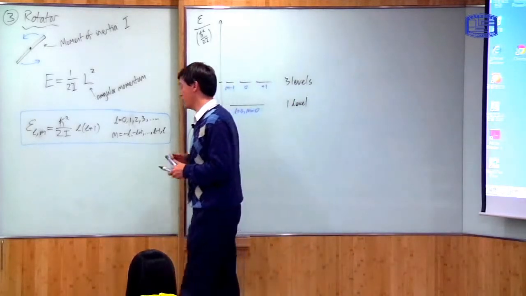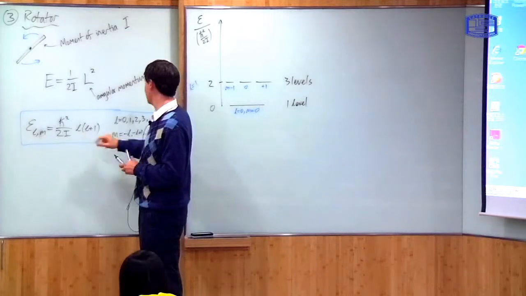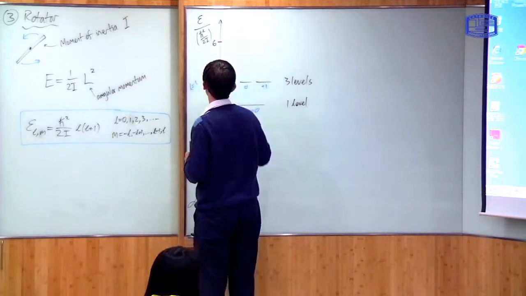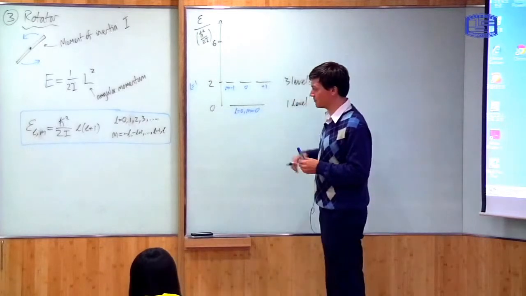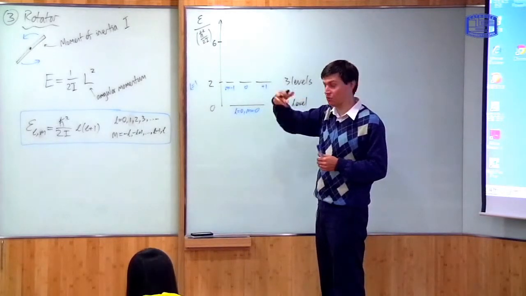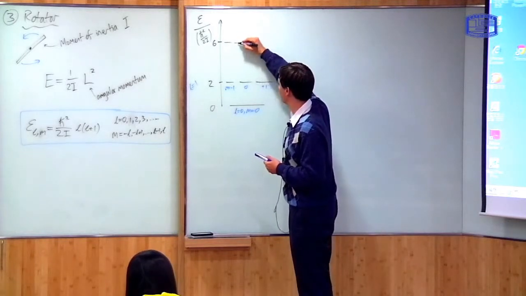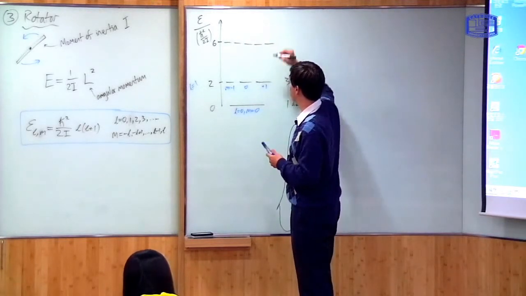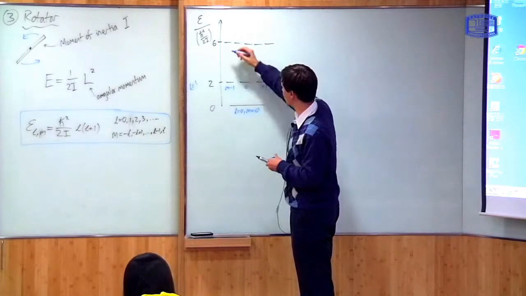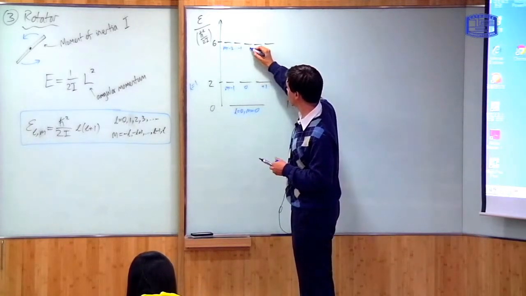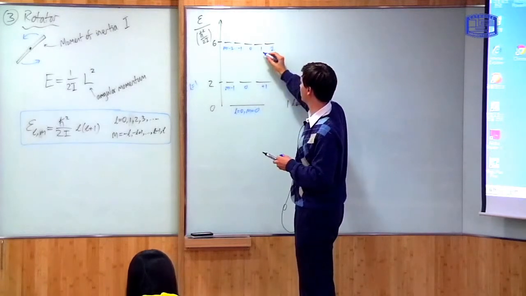Then next, if L is equal to 2, then this is 2 times 3 is 6. And here m can be minus 2, minus 1, 0, 1, or 2. So that gives you a total of 5 levels, corresponding to m equals minus 2, minus 1, 0, 1, or 2.